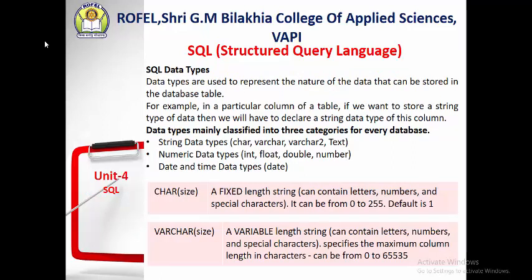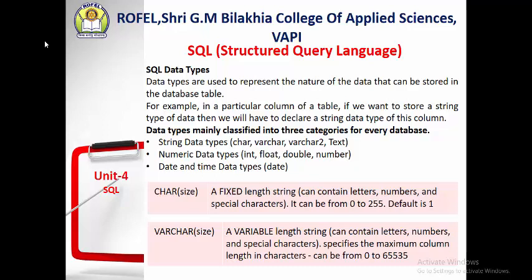Different types of data types are supported by the SQL like string, numeric and date and time. So, what are data types? It is used to represent the nature of the data which can be stored in the database or table. For example, in a particular column of the table, we want to store a string, or a numeric data, or a date, then we have to decide and declare first which kind of data type is assigned to which kind of field. So, data types are classified into three: string data types, numeric data types and date and time in SQL.